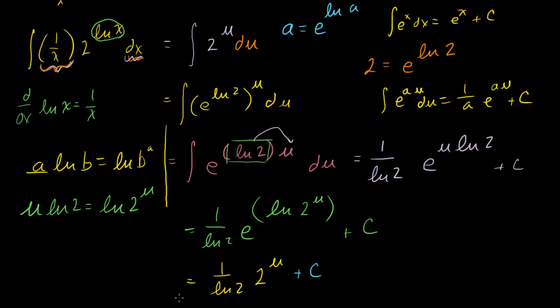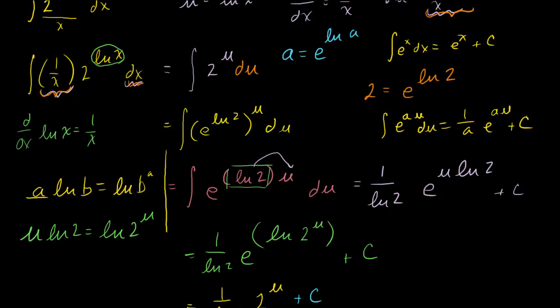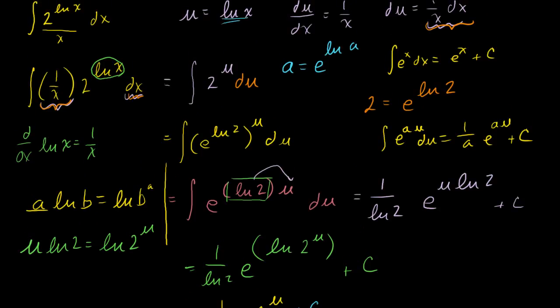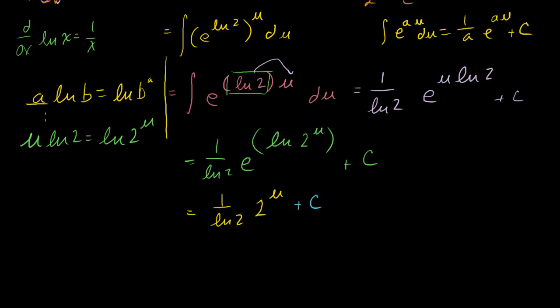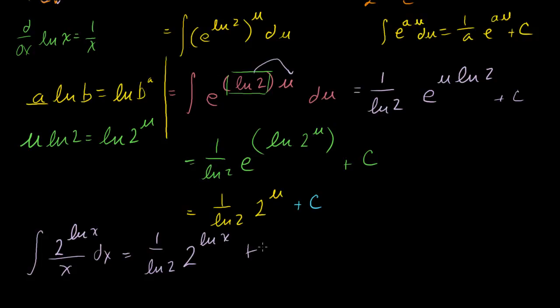And now we can reverse substitute. What did we set u equal to? We defined u up here as equal to the natural log of x. So let's just reverse substitute right here. And so the answer to our original problem, let me write it here because it's satisfying when you see it, to this fairly convoluted looking antiderivative problem, the integral of 2 to the natural log of x over x dx, we now find is equal to, we just replace u with natural log of x, because that was our substitution, 1 over the natural log of 2 times 2 to the natural log of x plus c.